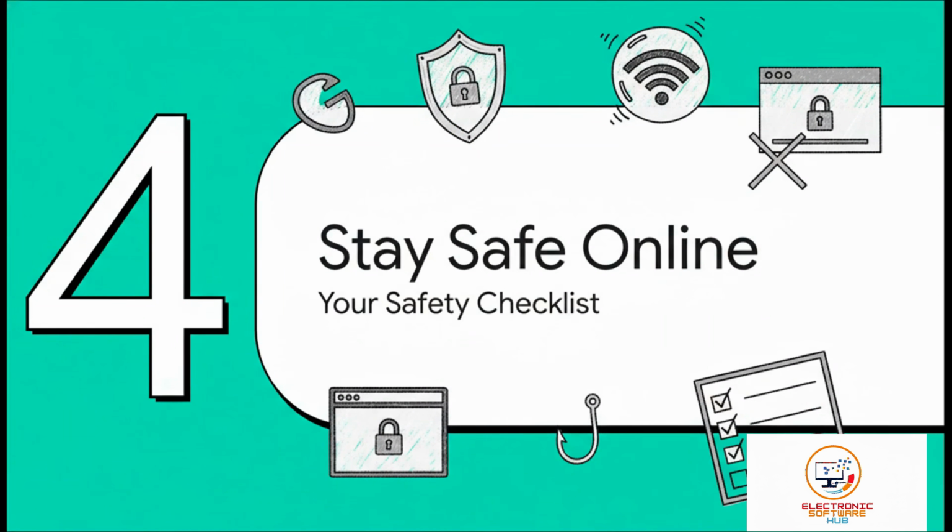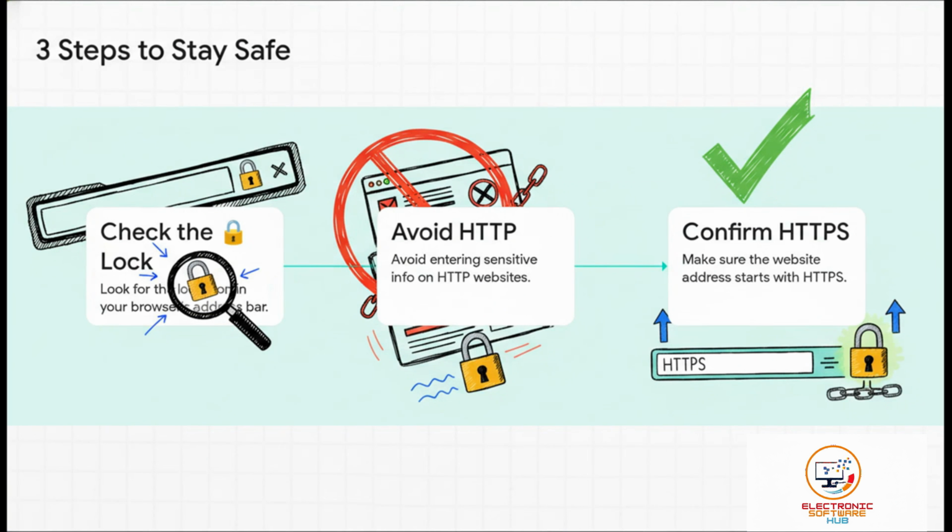All right, so now you know the what and the why. So let's talk about the how. How can you make sure you're staying safe? Here's a super simple checklist you can use literally every time you go online. It really just boils down to 3 simple habits. First thing, always look for that little lock icon in your browser's address bar. It's your best friend.